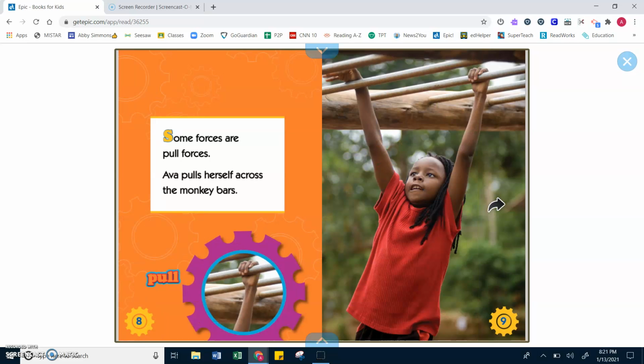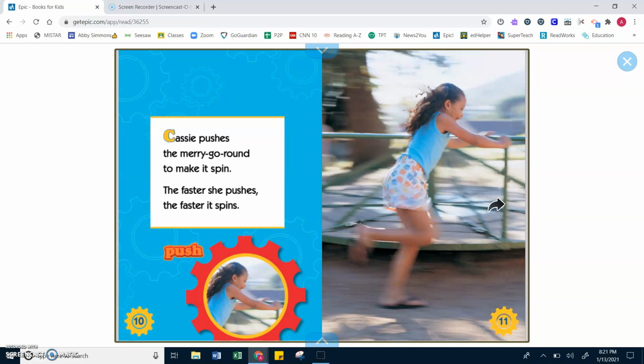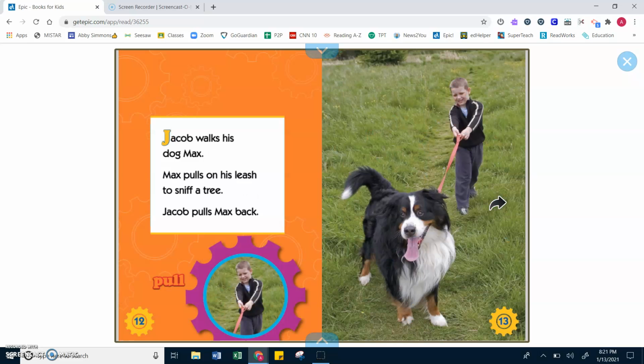Some forces are pull forces. Ava pulls herself across the monkey bars. So pull, it's coming toward her. Cassie pushes the merry-go-round to make it spin. The faster she pushes, the faster it spins. Jacob walks his dog Max. Max pulls on his leash to sniff a tree. Jacob pulls Max back.